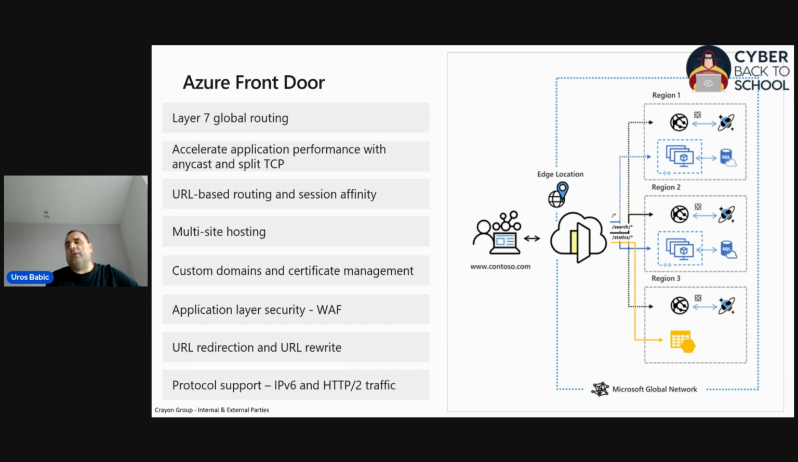Application layer security I mentioned, URL redirection I also previously mentioned, and URL rewrite. It is very interesting because Front Door supports this option. I can configure an optimal custom forwarding path and use it when constructing the request to forward to the backend.